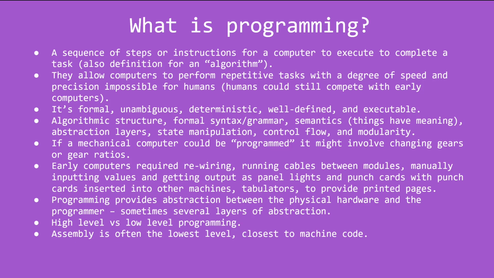An algorithmic structure is that everything is built step by step with specific instructions to follow. It has a formal syntax and grammar, and everything in it has meaning or semantics. So every symbol has meaning.